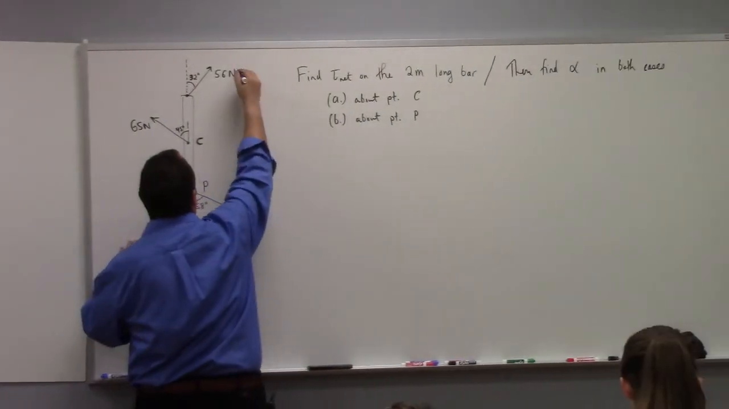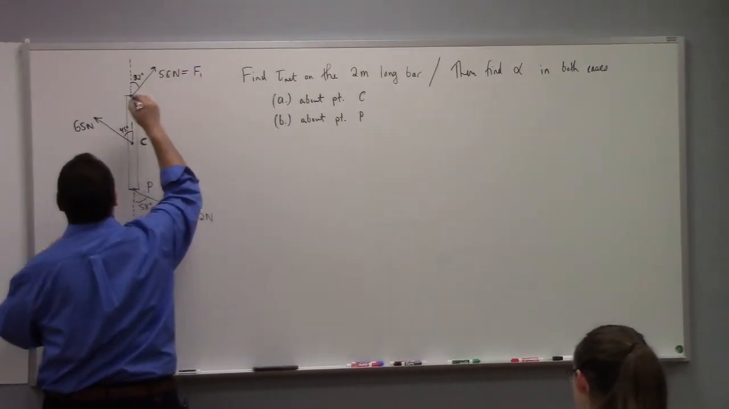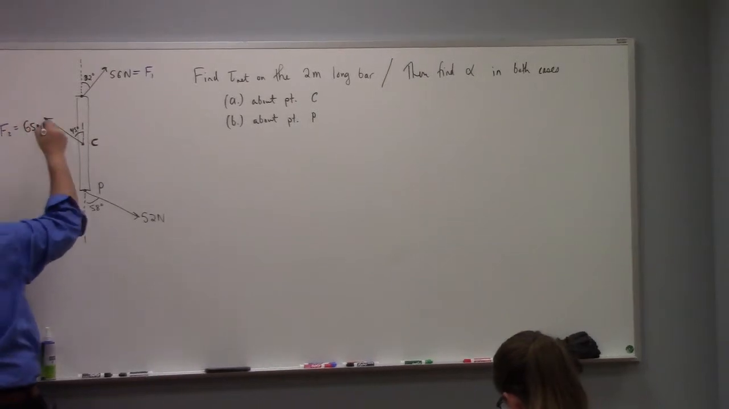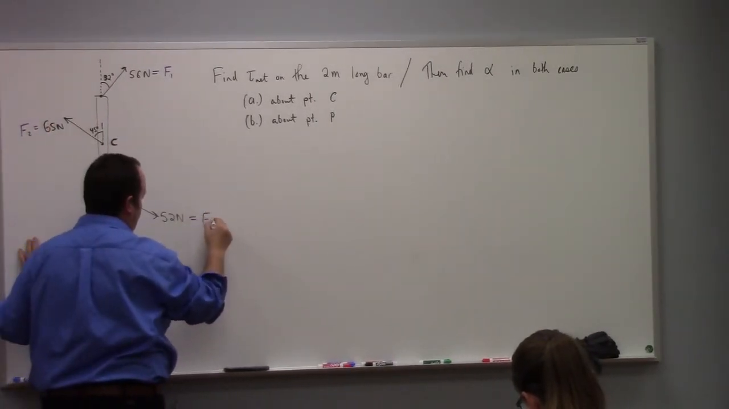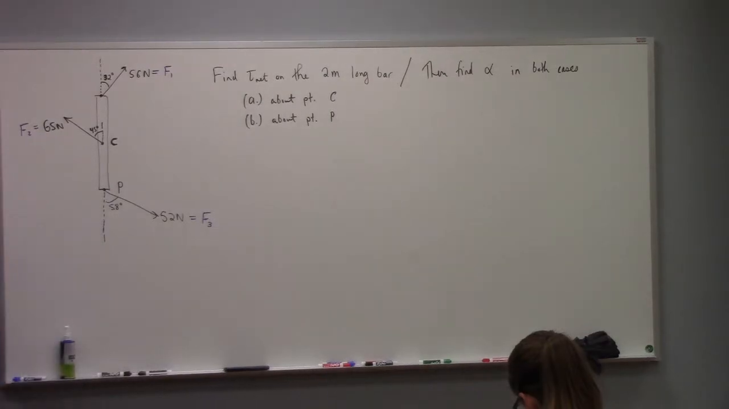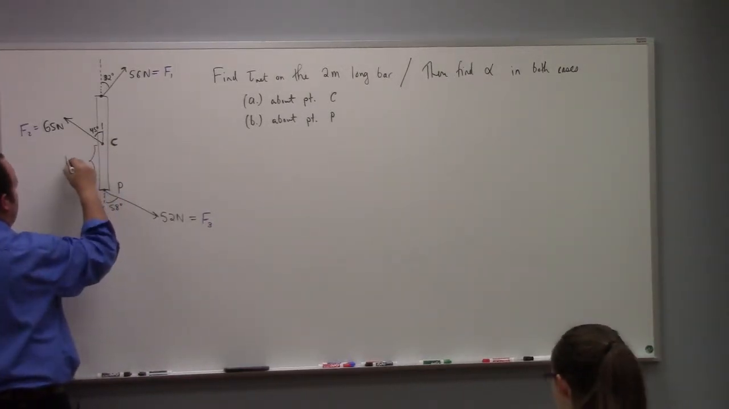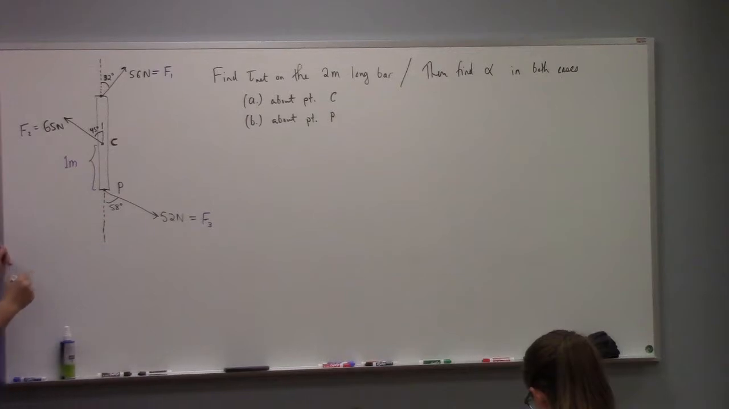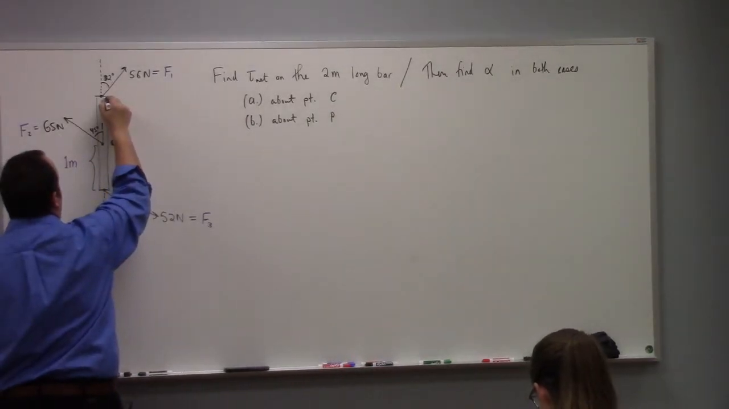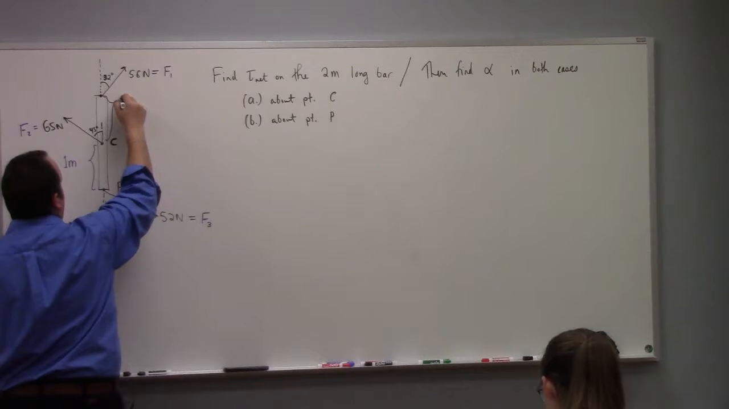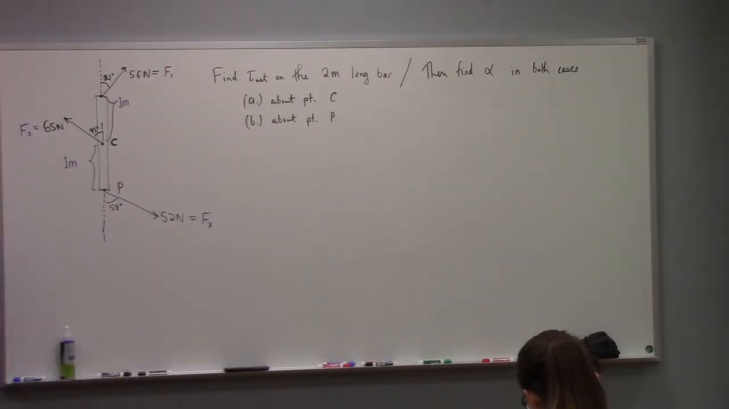And I think we should give labels to these forces, right? So let's call the top one F1. Let's call the middle one F2. Let's call the lower one F3. And let's also notice this distance right here is 1 meter, and this distance up here is also 1 meter, because it's a 2 meter bar. So halfway, 1 meter. Agree?